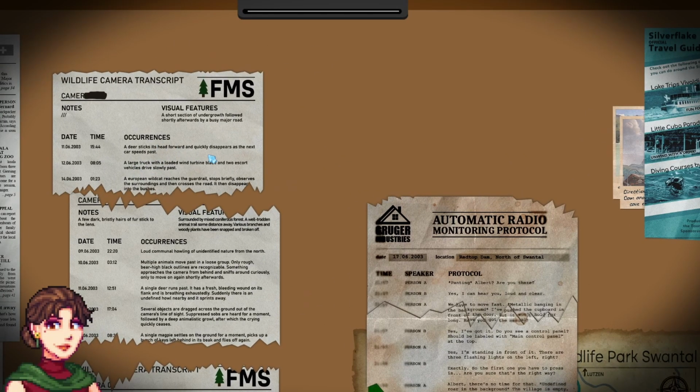A deer sticks his head towards and quickly disappears as the next car speeds by. A large truck with loaded wind turbine blade and 2 escort vehicles drive slowly past. European wildcat stops briefly, observes, and then crosses road.